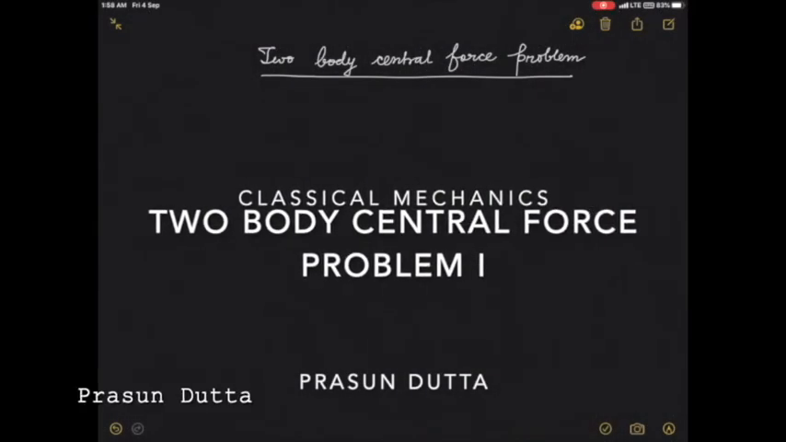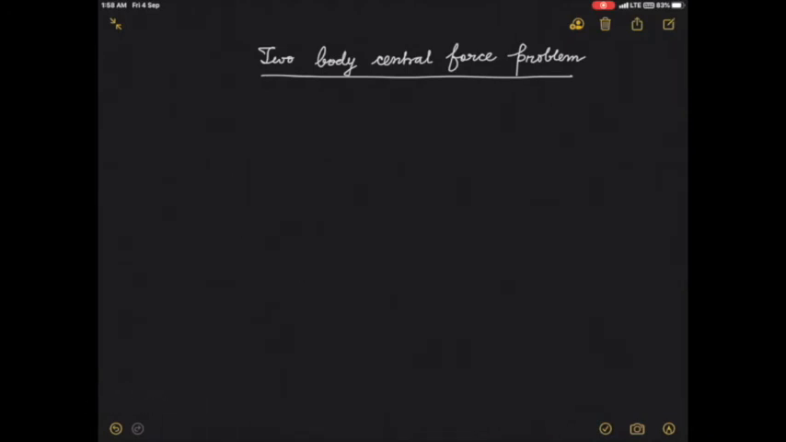Hello everybody, this is a lecture on the two-body central force problem, the first of the lectures. Here we are now going to apply all that we have learned in Lagrangian mechanics, many aspects of it, into a single problem. It's one of the very basic and fundamental problems, and one of the problems for which Lagrangian mechanics was developed.